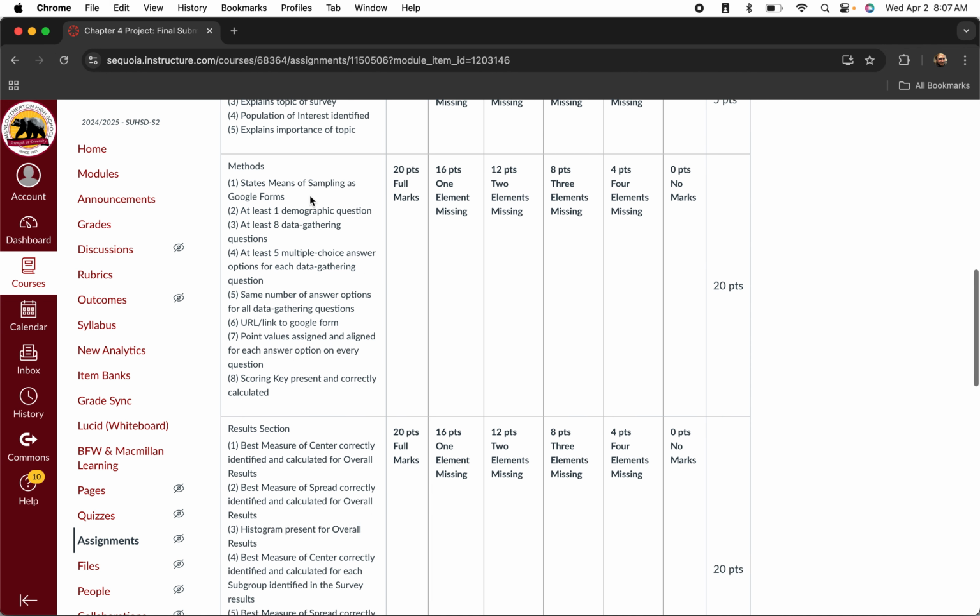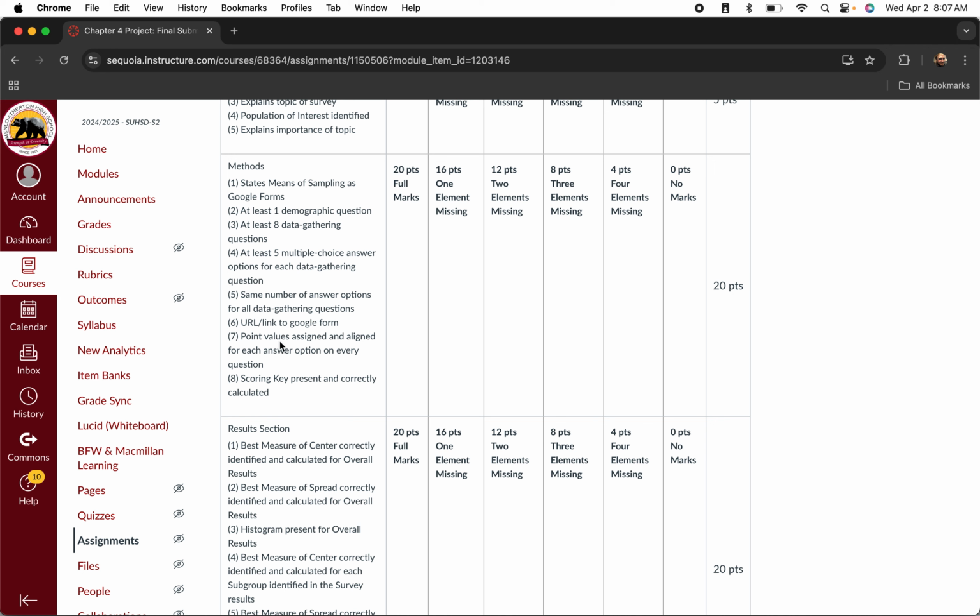In your methods, you need to state your means of sampling as Google Forms. You need at least 1 demographic question, at least 8 data gathering questions. Remember, you need at least 5 multiple choice answer options for each data gathering question, the same number of answer options for all of your data gathering questions. You also should include a URL or a link to your Google form.